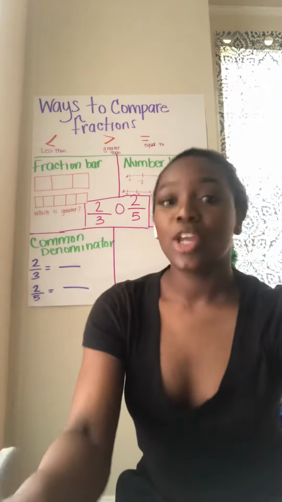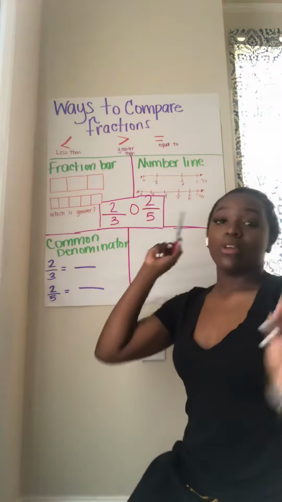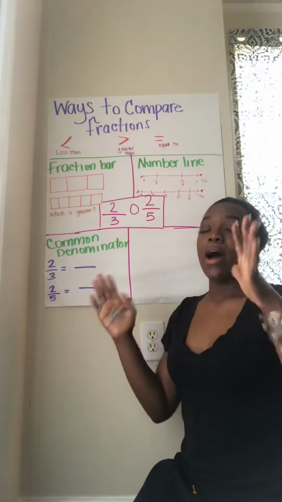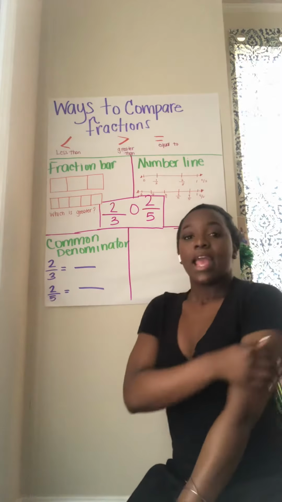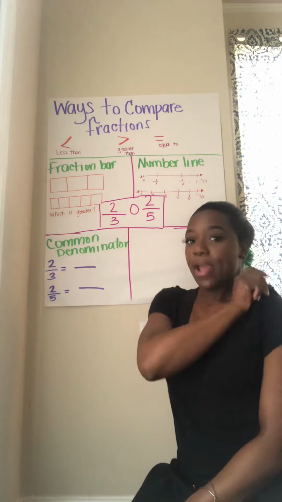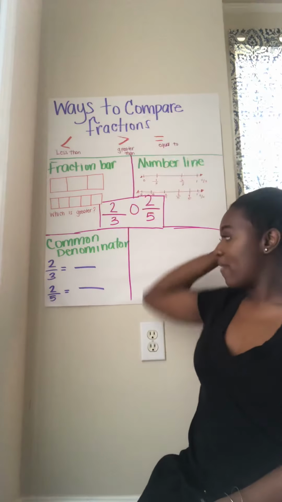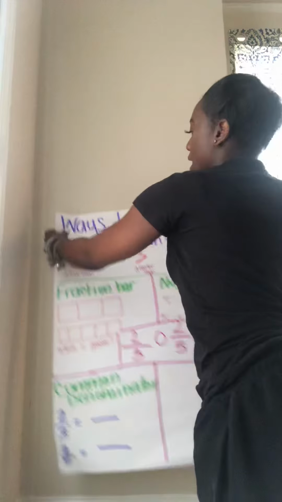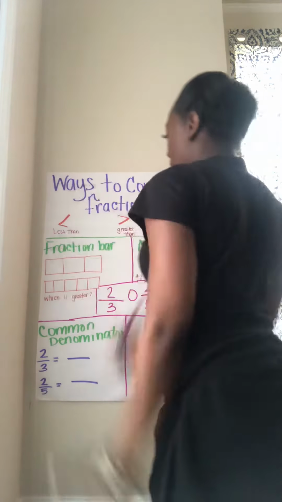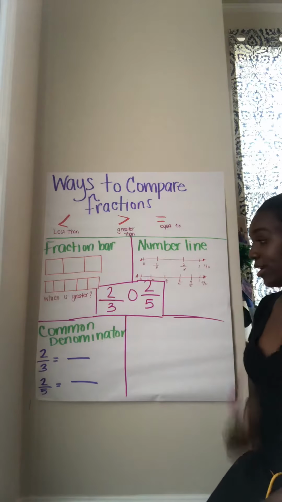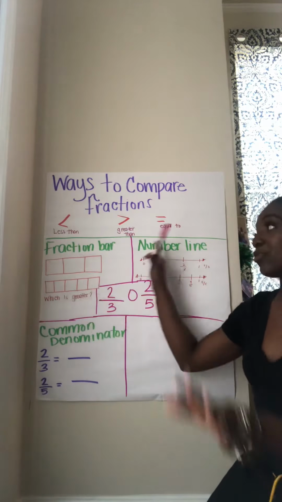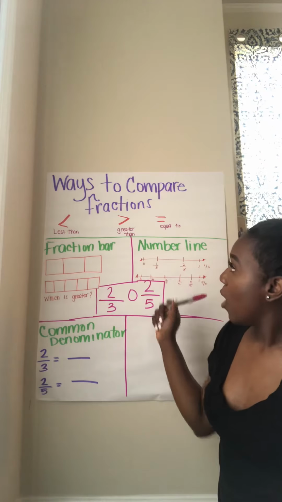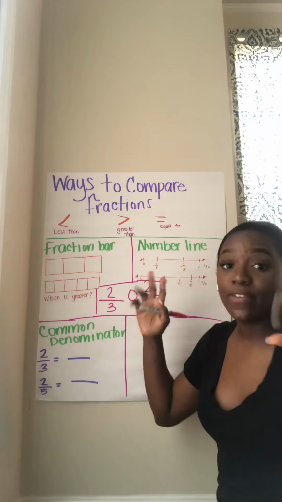Alright, so still in the unit of fractions. You guys should already know what fractions are. You should know how to find a fraction on a number line. And you should know how to find the equivalent fraction. So today we're just going to go a step further and work on ways to compare fractions. I have three different strategies that you guys can use to find out which fraction is less than, greater than, or even if they're equal to each other.